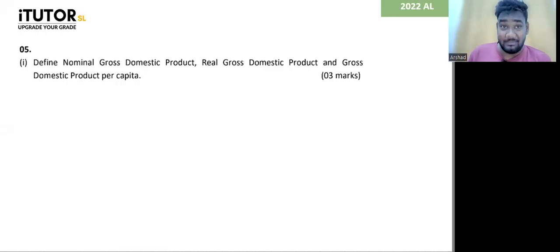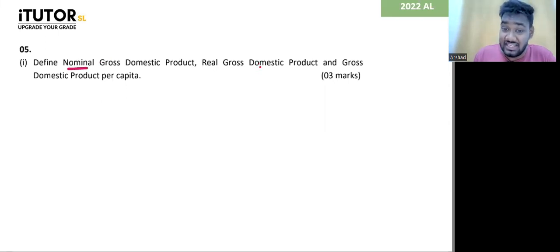2022, the latest paper that we have. Define nominal GDP, real GDP, and gross domestic product per capita, GDP per capita. What is nominal GDP? Nominal GDP is the value of all final goods and services produced in a country measured at the current market prices. That's what you call nominal GDP.